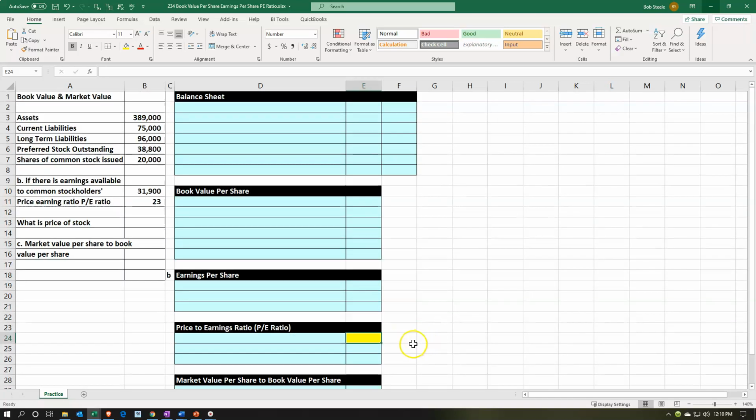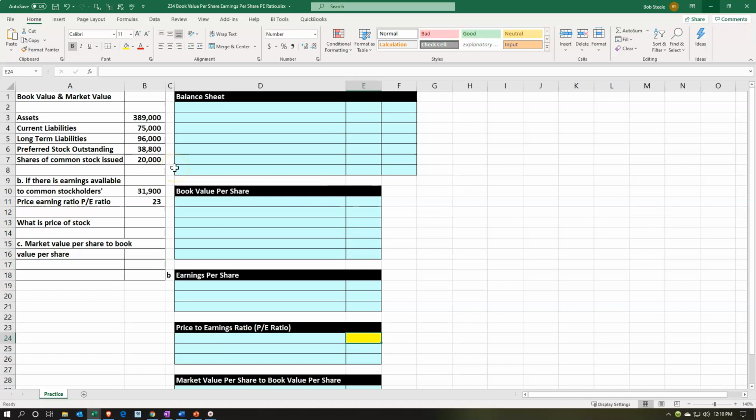Let's take a look at the information on the left, where we have the information for our balance sheet. We have the assets, liabilities, long-term liabilities, preferred stock outstanding, and shares of the common stock. So we're going to use that information in order to calculate these items on the right.